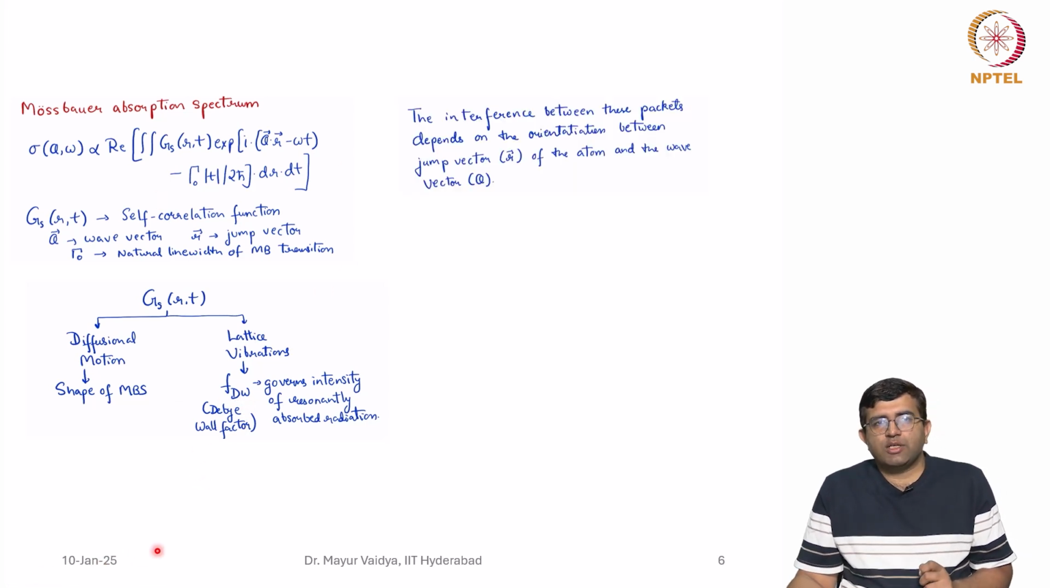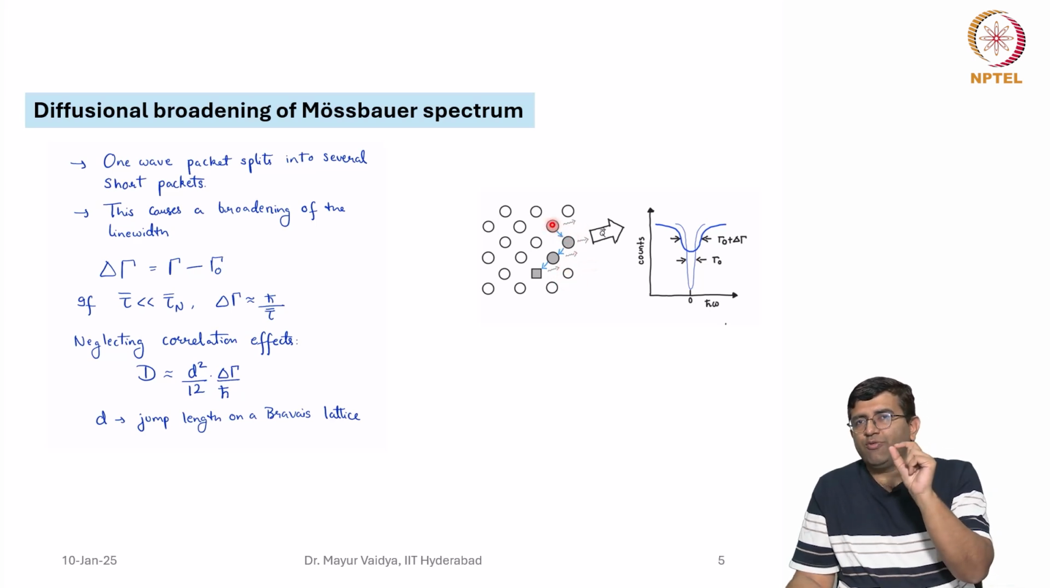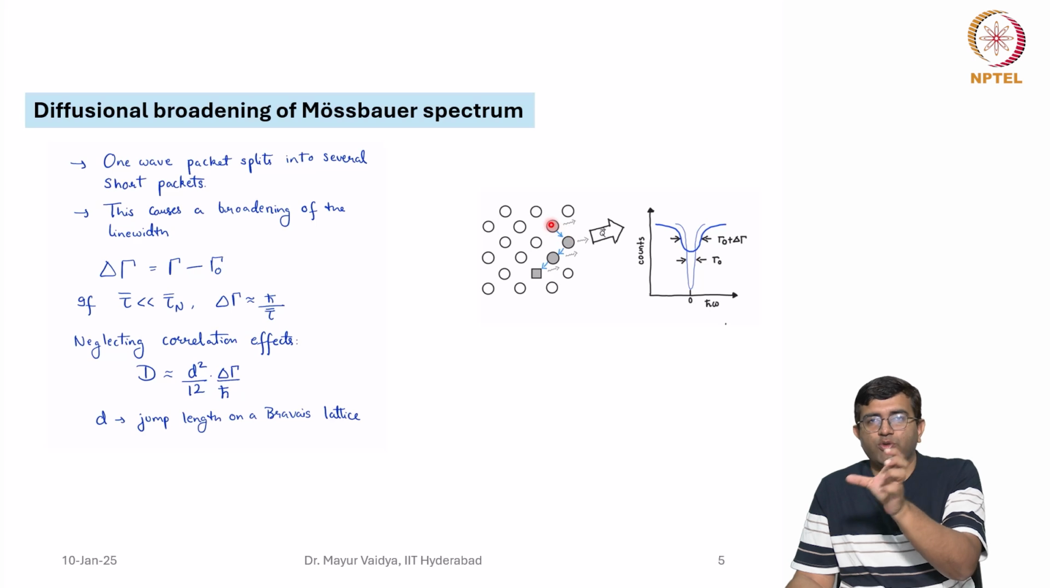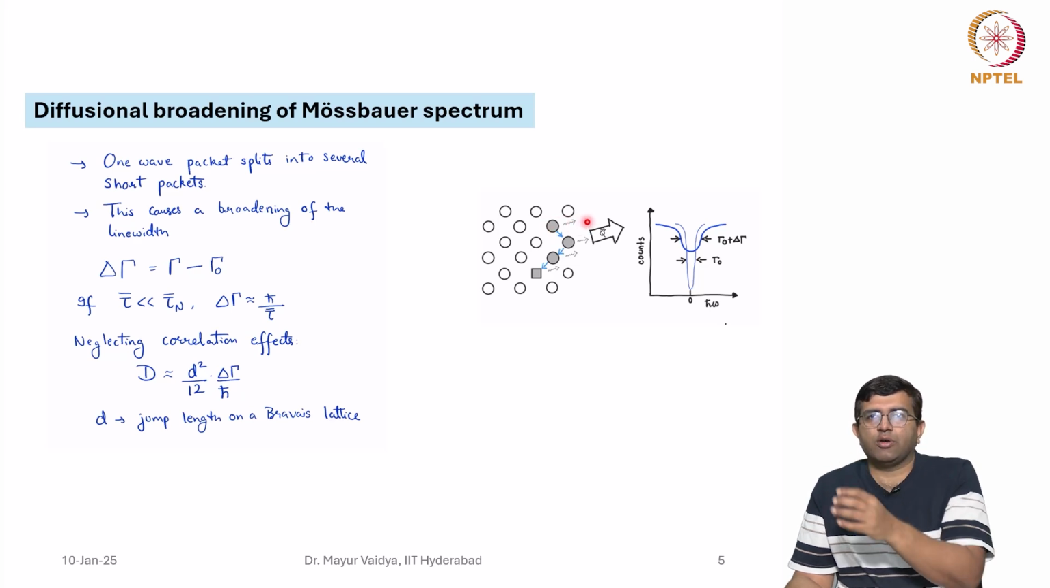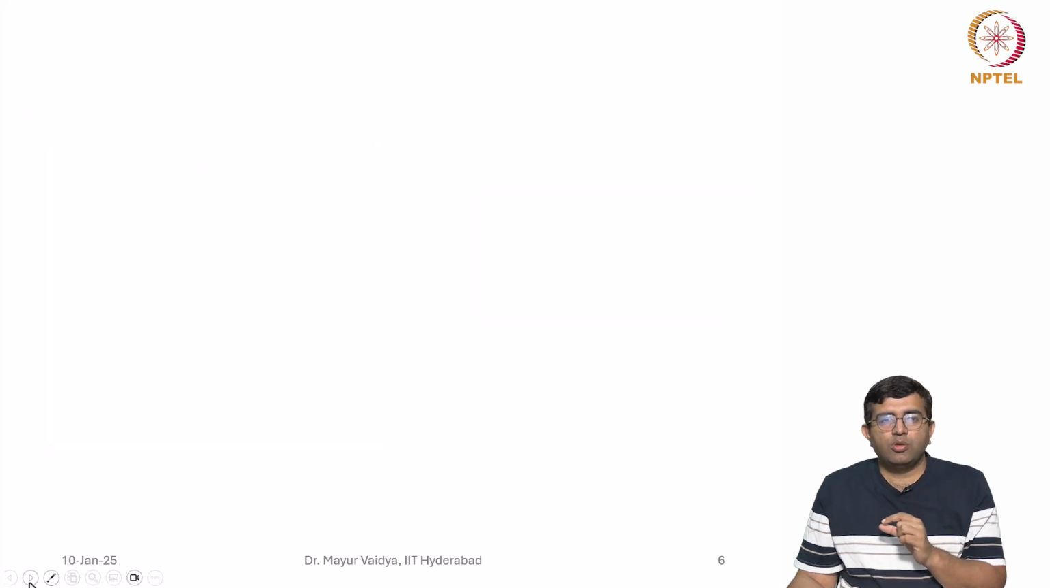So as I told you in the previous picture, several packets of waves are emitted. Let me point out again that if the temperature was low enough and there was no diffusion happening, this nucleus would have stayed here, and one longer packet of waves would be emitted. Now it is cut into several short packets, because the atom is moving from one lattice site to another within that time.